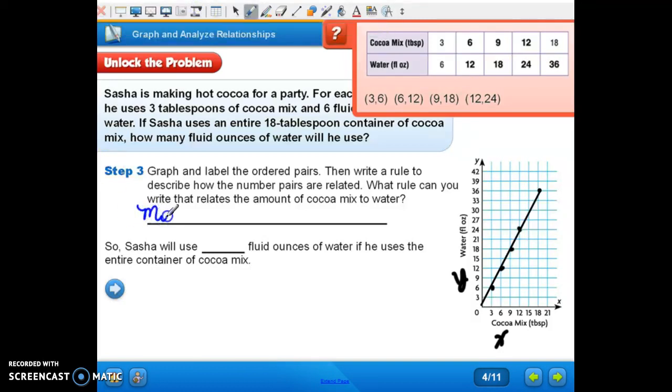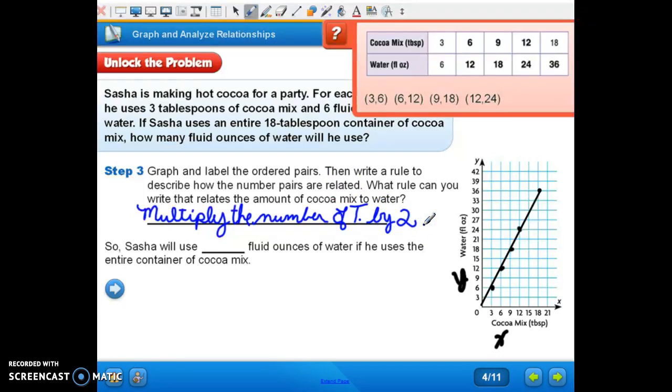Multiply the number of, I'm just going to put a capital T with a period, tablespoons by 2.